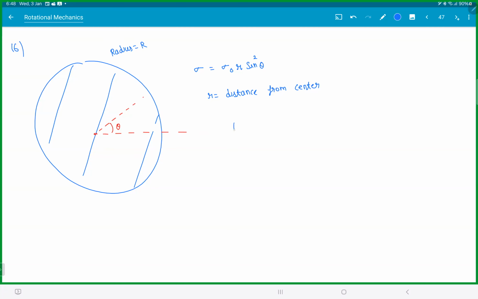Find I about the center. So for this disk, I want you to find the moment of inertia about the center. It's a non-uniform disk. Let's see how will you choose an element.